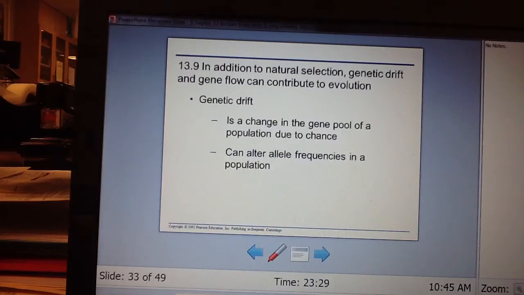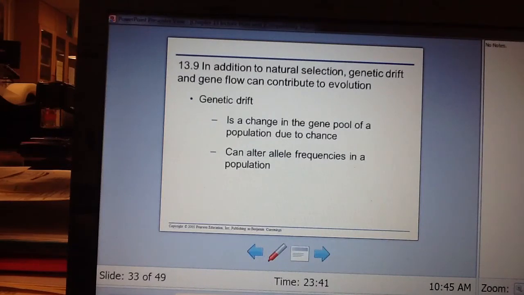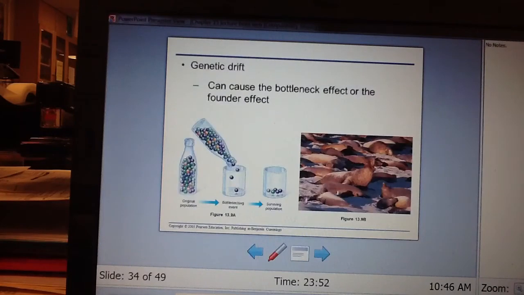The first of them is genetic drift. Genetic drift can contribute to evolution because it is a change in the gene pool that happens in a population due to random chance. So due to probability alone, the frequency of an allele has become altered. And that change in allele frequency is then represented in Hardy-Weinberg as evolution. Examples of genetic drift are the founder effect and the bottleneck effect.